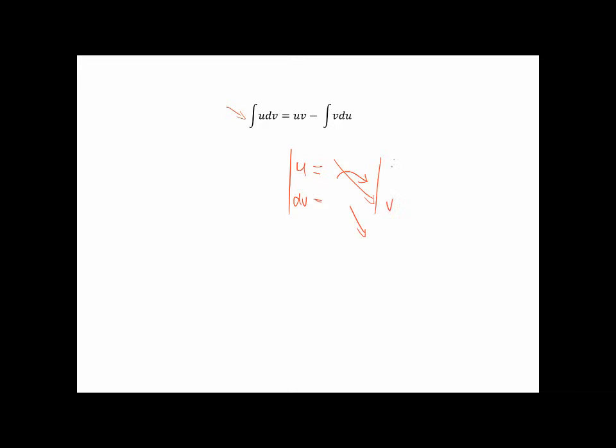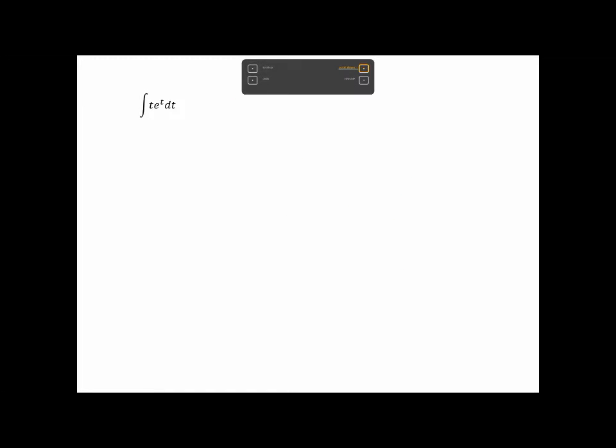uv minus the integral of the new column, v du, is exactly the formula. So let's see the problems.